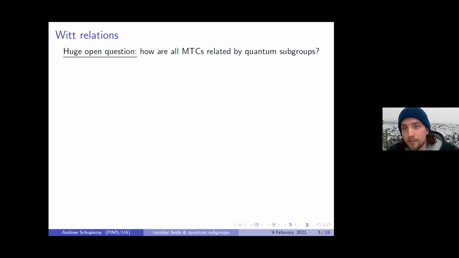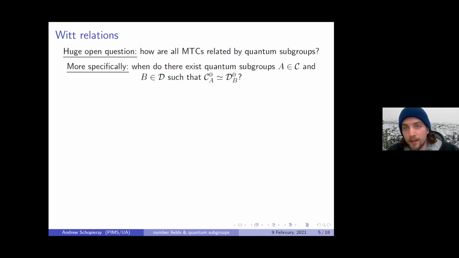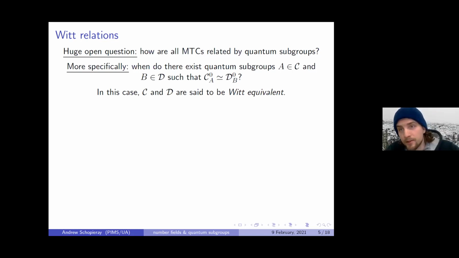related by quantum subgroups. So more specifically, I want to know that if I have this process of taking an algebra and looking at the category of local modules, when can I apply this process to 2 different categories and get a common ancestor along this process? Okay? So this actually forms an equivalence amongst modular tensor categories, or non-degenerately braided tensor categories, which we call Witt equivalence. So this is actually an equivalence relation.